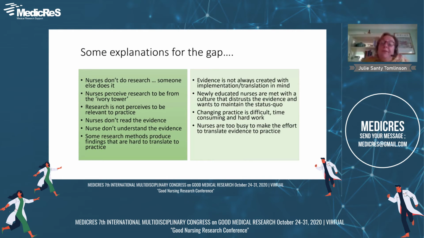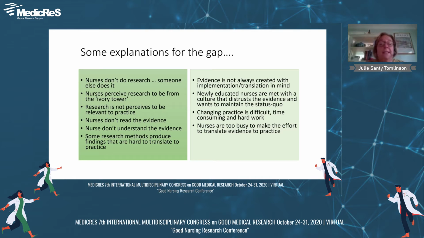So if you look at the research about the gap between research evidence and nursing practice, there's again a whole body of literature that talks about the reason why, because we know this to be the case. What's the reason why nurses don't use evidence in practice? There's a body of literature that goes back to the 1980s that talks about this. And so I've just collected some of the explanations for this gap.